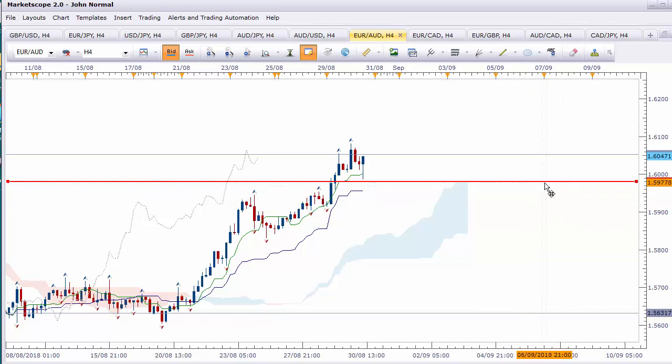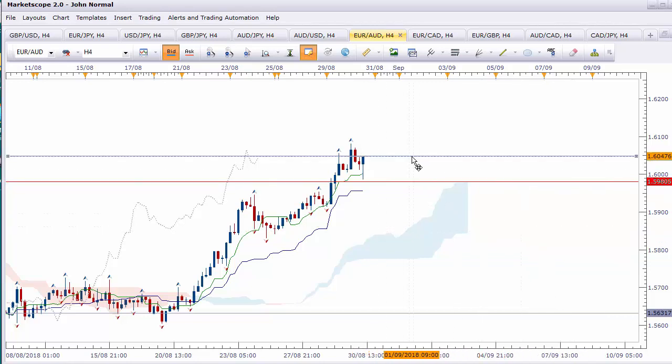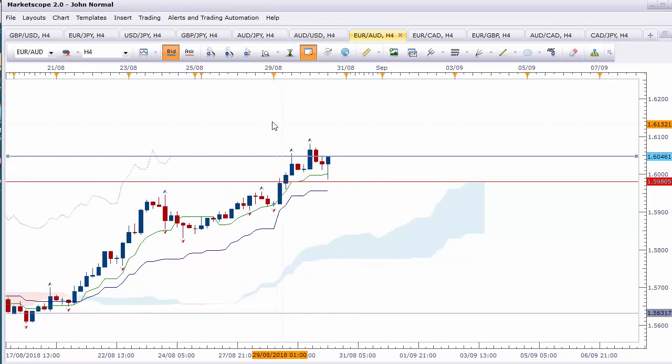0.5980, where my red line is, the stop loss. 0.6047. So that's about 70 pips. Well, just a bit less. 65 pip stop loss, but it hasn't closed yet. We have got a bit of an indecision there, but it's not close enough to Tenkan-sen for my liking.